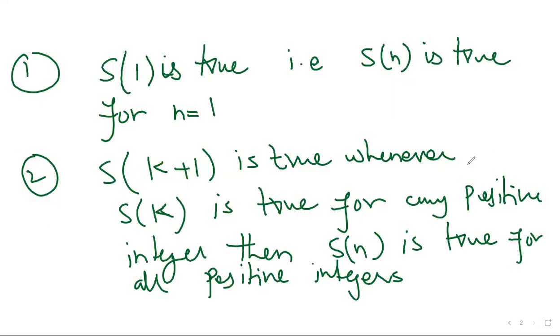What are the principles? The first one, as I have already mentioned, S of n is a mathematical statement. If we substitute n is equal to 1, and it is true, we are putting in this statement n is equal to 1, and we will suppose that the left and right sides are equal. It means that this is true.